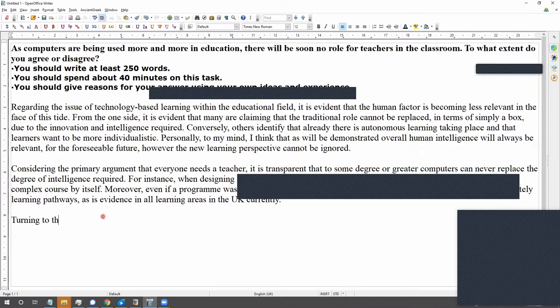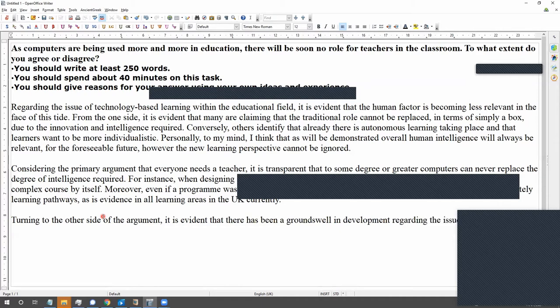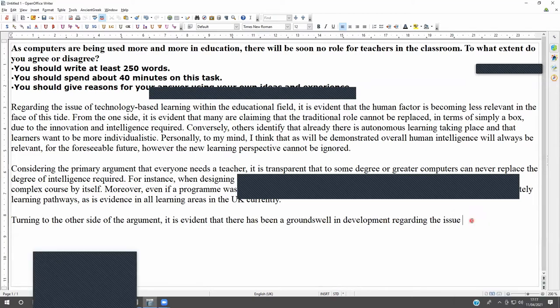So turning to the other side of the argument, it is evident that there has been a groundswell in development regarding the issue of the independence of technology. One thing I didn't mention is the social factor as well. Lester says that innovation, intelligence, as well as social interaction are required.